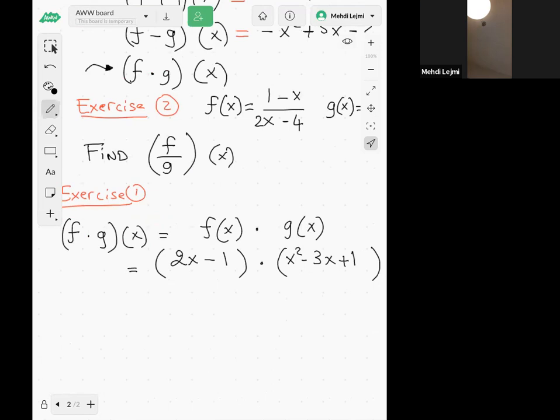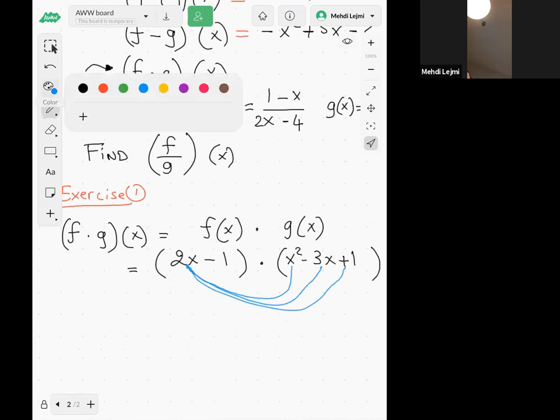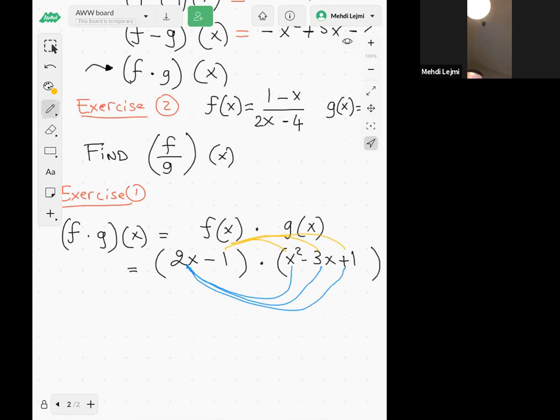All right. So now, guys, when you multiply two functions, as I said, you use parentheses. So then you have to distribute. So this 2x here, you're going to multiply the 2x by the x squared, and then by this 3x, and then by this plus 1. And do the same with the 1 here. So 1 here times the x squared, times the 3x, and times 1. So that's what I mean by you have to distribute, right?